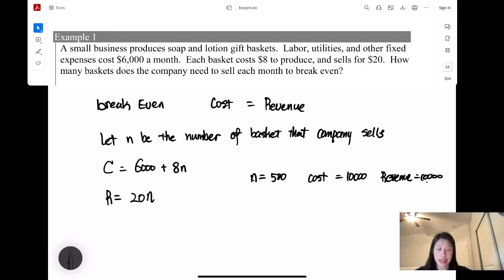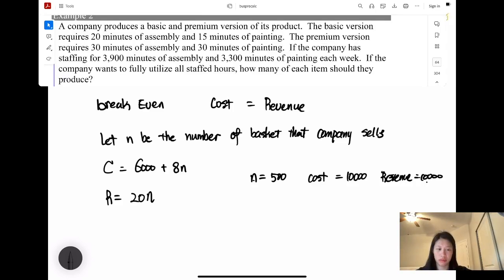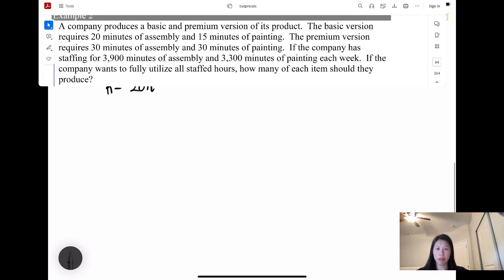So now let's see another example. A company produces a basic and premium version of its product. The basic version requires 20 minutes of assembly and 15 minutes of painting. The premium version requires 30 minutes of assembly and 30 minutes of painting. If the company has staffing for 3,900 minutes of assembling and 3,300 minutes of painting each week, and wants to fully utilize all staffed hours, how many of each item should they produce?